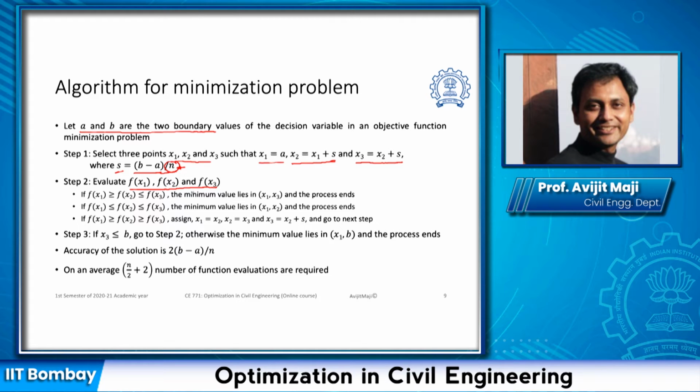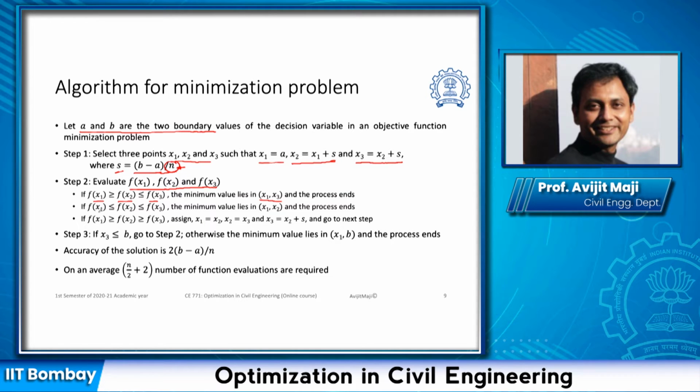Now, depending on the function values, suppose we have the function value at x2 being better, that is, minimum, than both x1 and x3. Then we know that our minimum value lies between x1 and x3, and we can end the process right there.